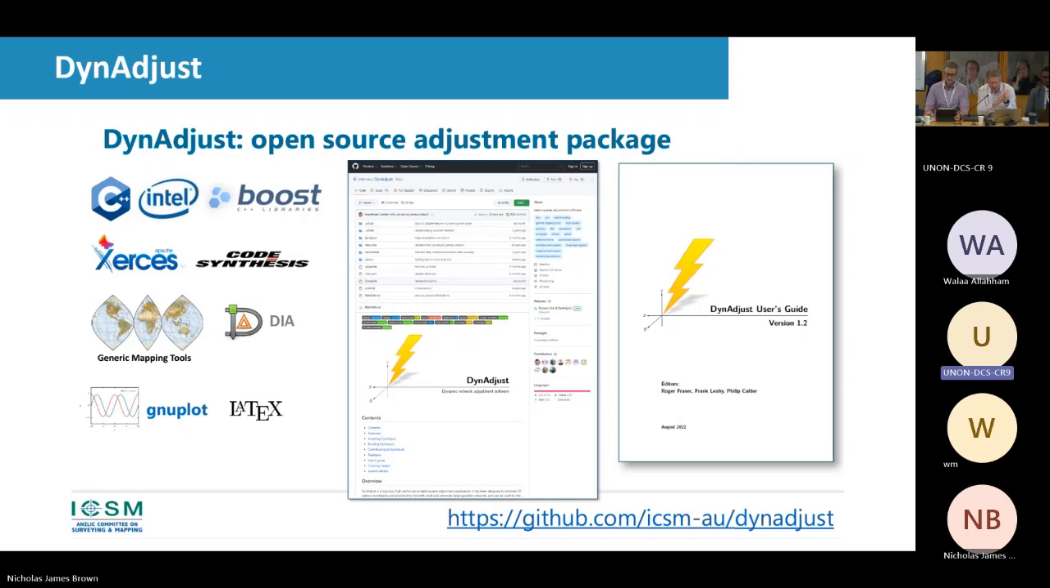And you can see that there's the user guide there with credits for Roger Fraser, Frank Lay, and Phil Collier, who all came out of Melbourne University and have worked on this over a number of years.